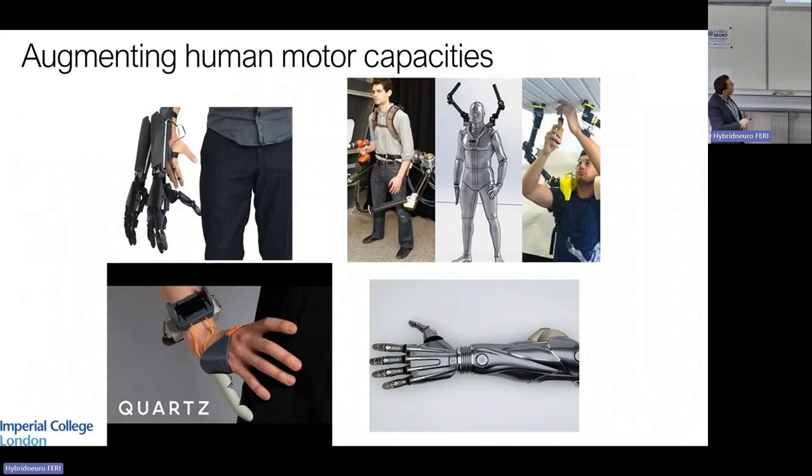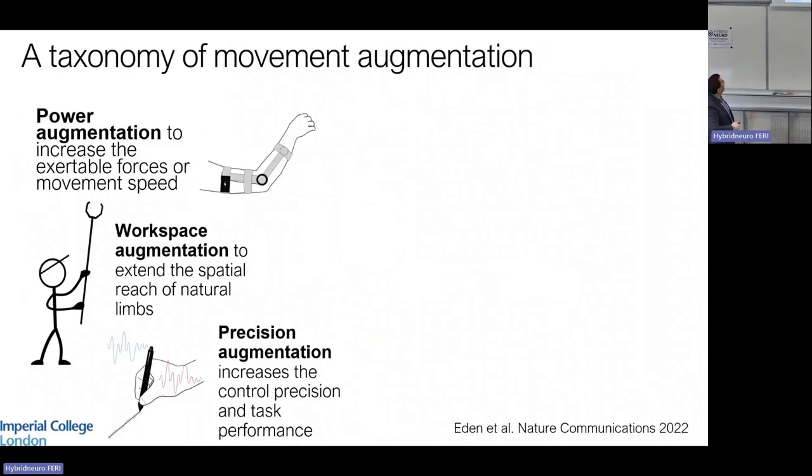For example, in this case, you see an application in which the two robotic arms are holding a piece that has to be operated and worked on. And then the user is using his natural limbs to make some constructions on that piece. All right, so these are examples.